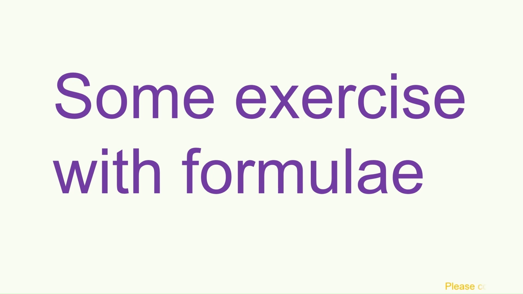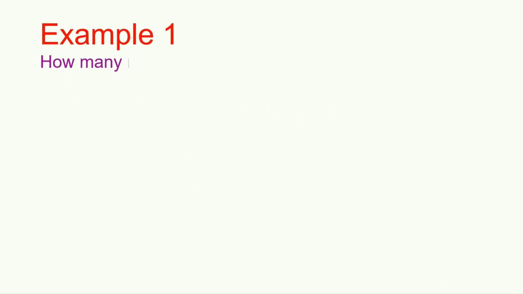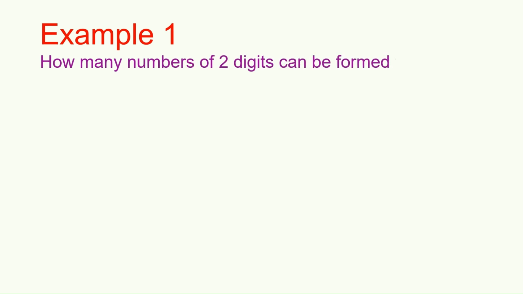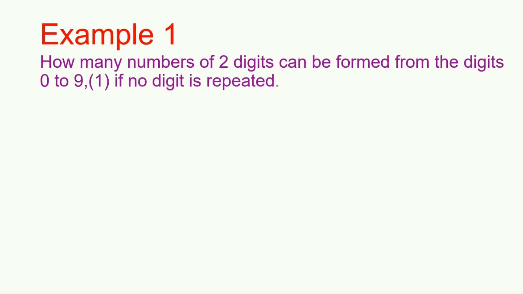Some exercise with formulae. Example number 1. How many numbers of 2 digits can be formed from the digits 0 to 9? 1. If no digit is repeated. 2. With repetition of digits. 1. If no digit is repeated.